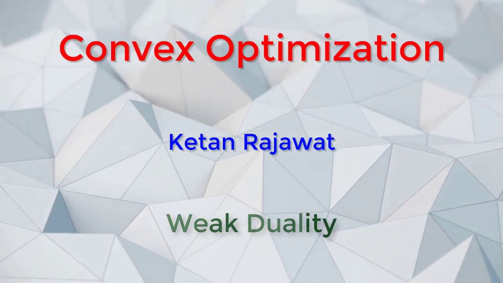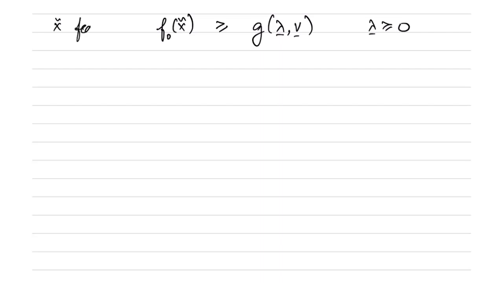Let us look at the weak duality condition. So we have already seen so far that f naught of x tilde is greater than or equal to g of lambda comma nu, where lambda is greater than or equal to 0 and x tilde is feasible. Right, so this property holds.